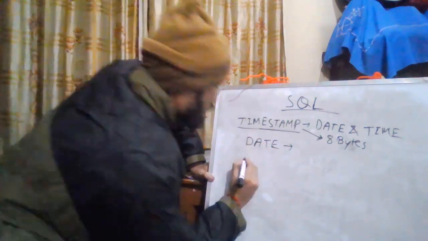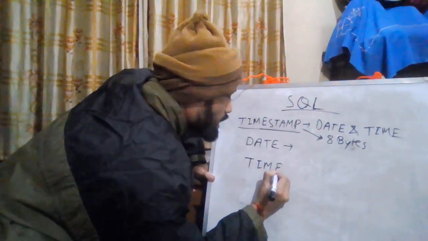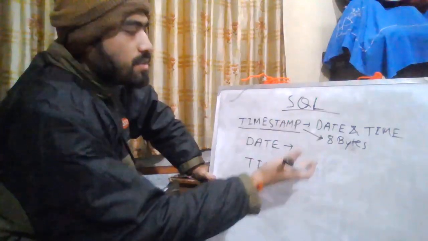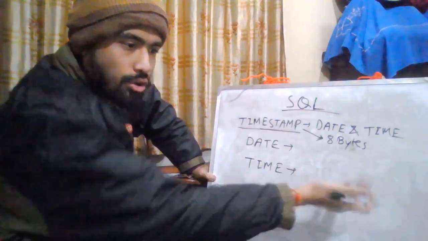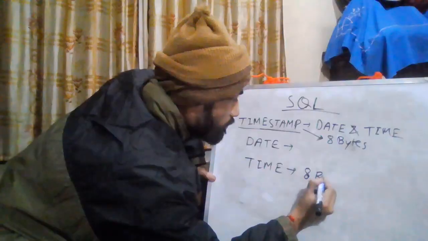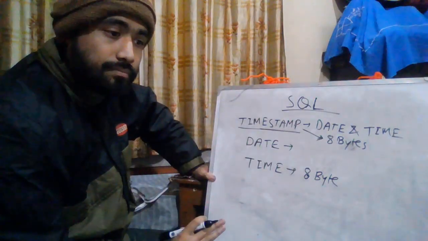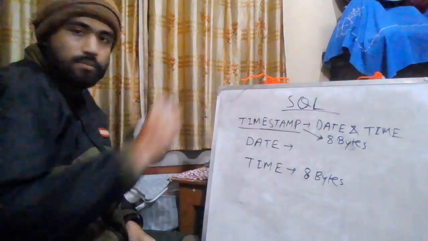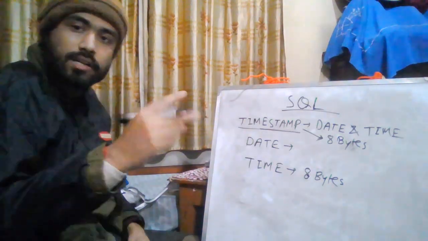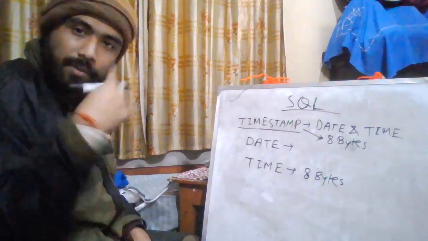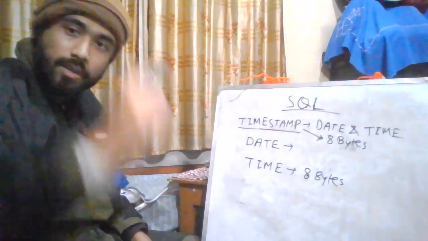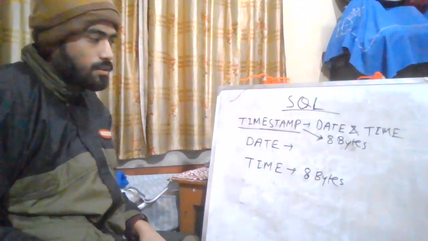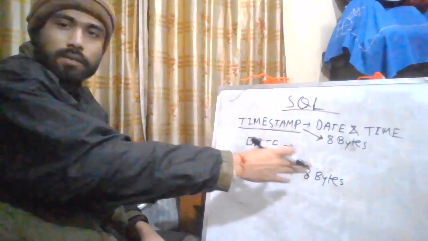So for storing time only, we have the time data type. The range is obvious, 0 to 24. It is 8 bytes. The size of time is bigger because it has 3 levels of precision. One is hour, the next is minutes, and the next is seconds. Right? So the size is 8 bytes.